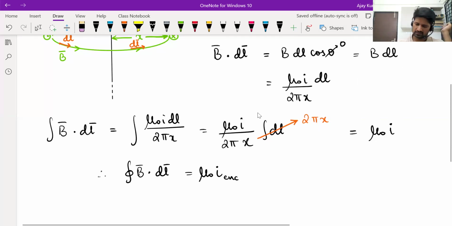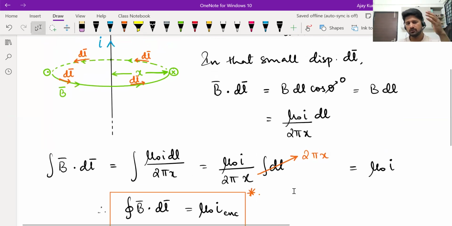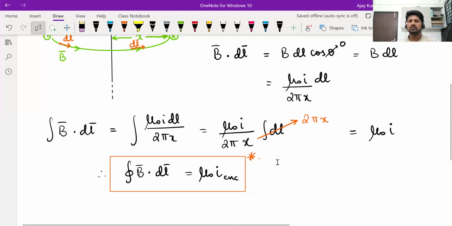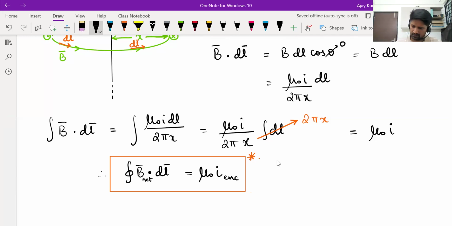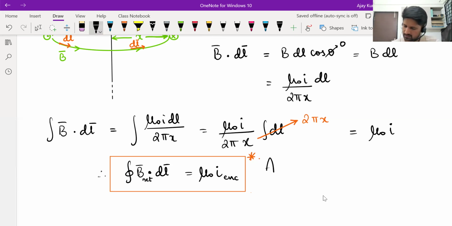Fine. So as I said, we have taken a convenient case and derived this result, but this result is true in general. You don't need to take only a straight infinite wire. Whatever be the system producing the magnetic fields, if you do integral B dot dl over a closed path, in fact I should say if you integrate the net magnetic field over a closed path with respect to length, it will be equal to mu naught into I enclosed. Fine. This is what we call Ampere's law.